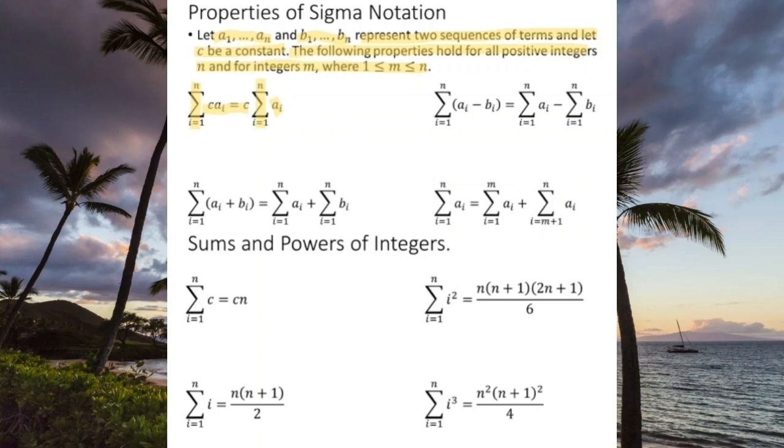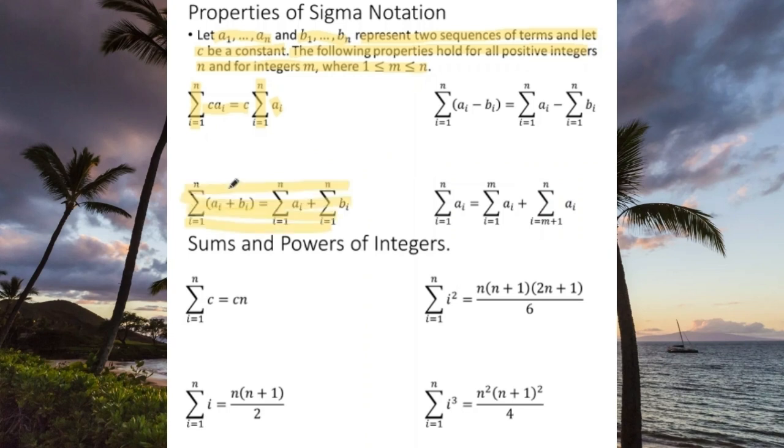The reason why this is true is that if we expand the sum of c times a_i, that'd be c times a_1 plus c times a_2 plus, and we'll keep going to c times a_n. Since we see that c is a common factor of each term, we can factor that out of the sum. And when we factor out the c, we get c times the sum of a_1, a_2, all the way down to a_n, which we can summarize with sigma notation. So this first property comes from us being able to factor out common factors from a sum.